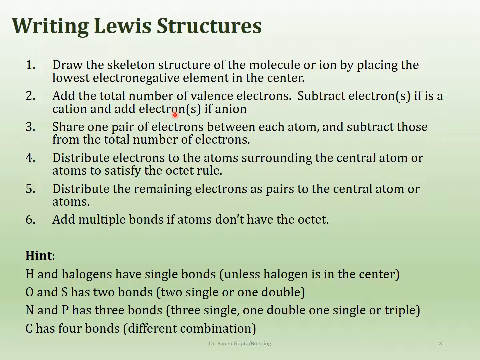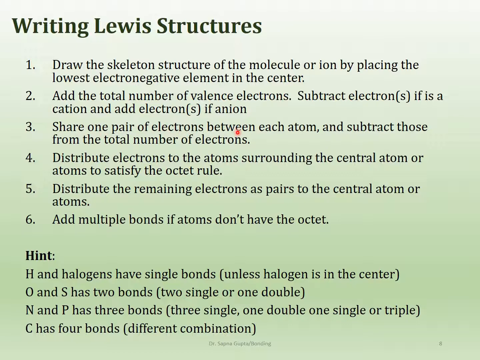So for example, for nitrate ion, you will add 1 more electron after the total valence electrons, and for sulfate, you will add the number of electrons for sulfur and 4 oxygens, and then you will add 2 more electrons because sulfate is -2. Then the third thing you do is start drawing the structure out, which means share 1 pair of electrons between each atom. No atom is going to be disconnected, everything has to be connected. So there has to be at least 1 pair of electrons that is being shared.